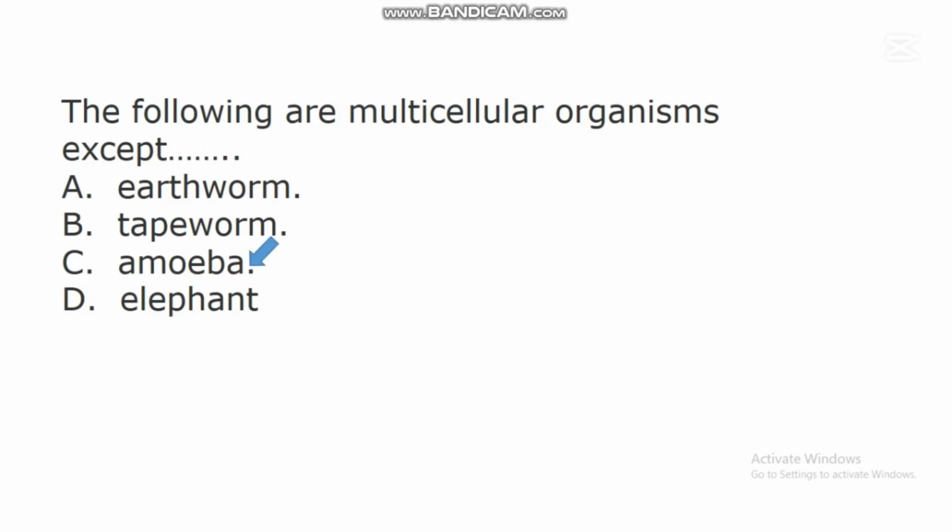Amoeba. Multicellular organisms are those organisms that have many cells in them. There are some organisms that have only one cell in them, while some organisms have more than one cell in them. So those organisms that have two or more cells, those organisms that contain many cells in them are called multicellular organisms. Among these options, Amoeba is the only organism that is not a multicellular organism.